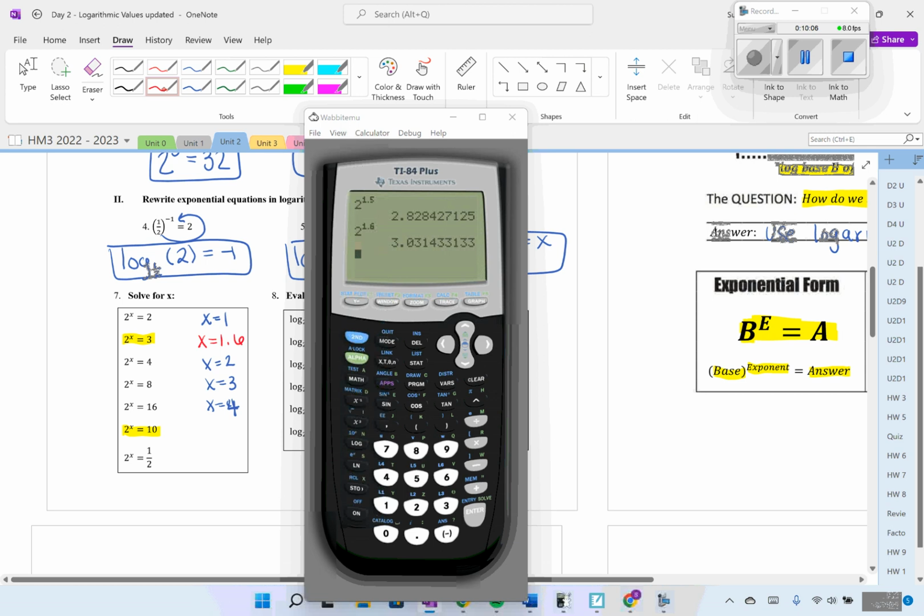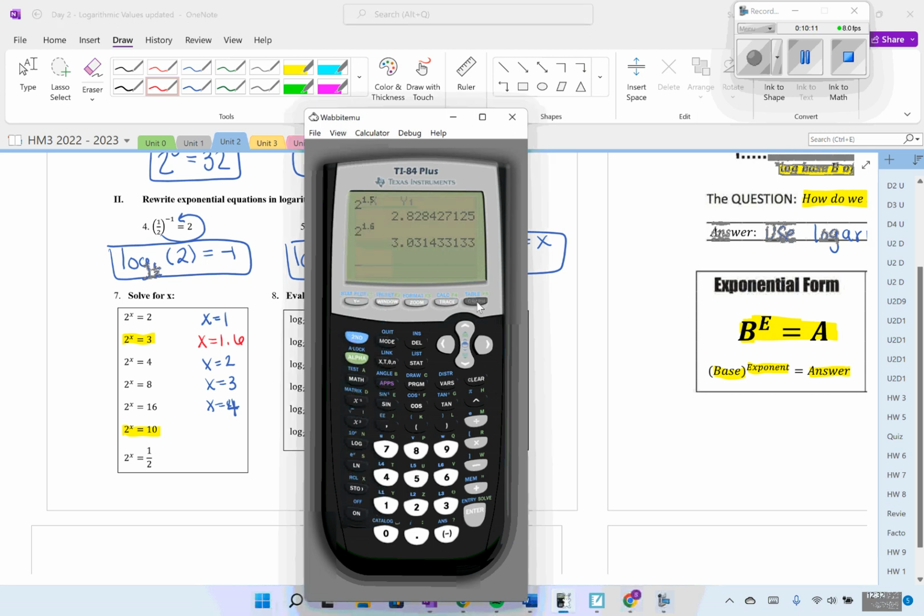So 2 to the power of what gives me 10? So again, if I go back to my table, I can see that 10 is in between an x value of 3 and 4 because we have 8 and 16 here. 10 is closer to 3 than it is to 4. So when I do my guess and check, I'm going to try numbers closer to 3. So we have 2 to the maybe 3.2. And let's try 2 to the 3.3. And 2 to the 3.4.